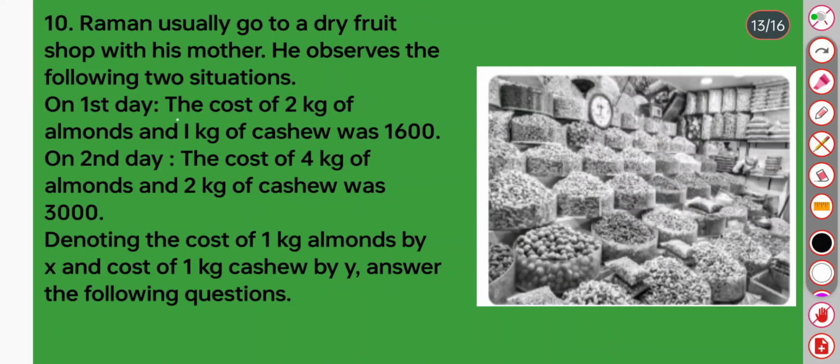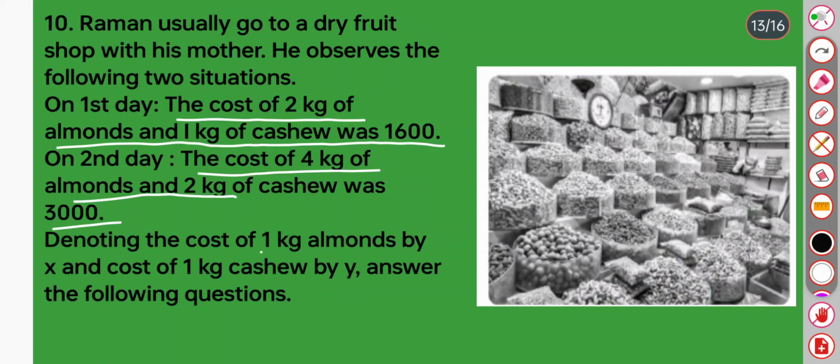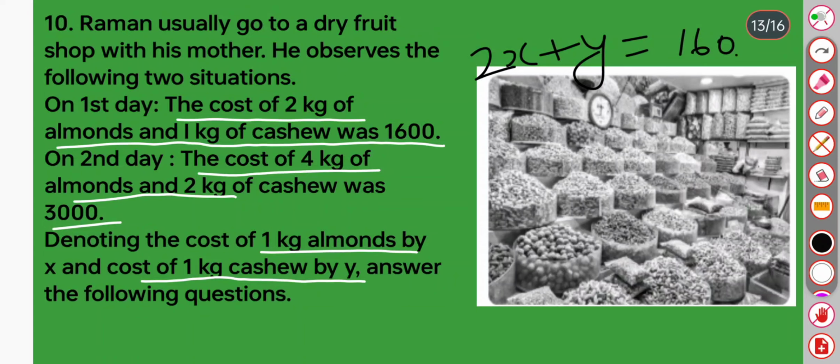If you observe, our first condition is: cost of 2 kg of almonds and 1 kg of cashew was 1600. In the second condition, cost of 4 kg of almonds and 2 kg of cashew was rupees 3000. They have already mentioned that 1 kg almond will be denoted by x and 1 kg cashew by y. So for the first day, 2 kg almond is 2x, plus 1 kg cashew, denoted by y. It costs 1600.